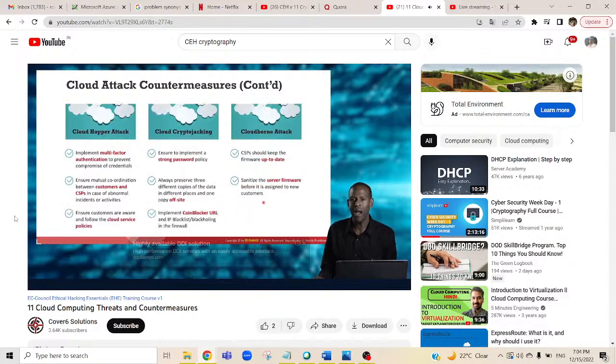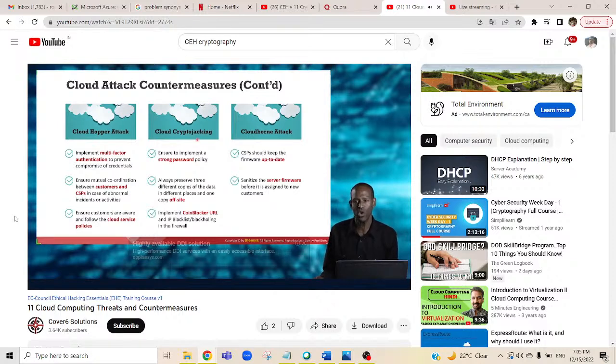But what about cloud hopper attacks? Multi-factor authentication. Another thing that we talk about quite a lot is identity management, right? And MFA is extremely important. We want to make sure that we have mutual coordination between the customers and CSP in case you get incidents and activities that seem abnormal. We want to make sure that customers are aware of the cloud service policies. These are very helpful in a cloud hopper.